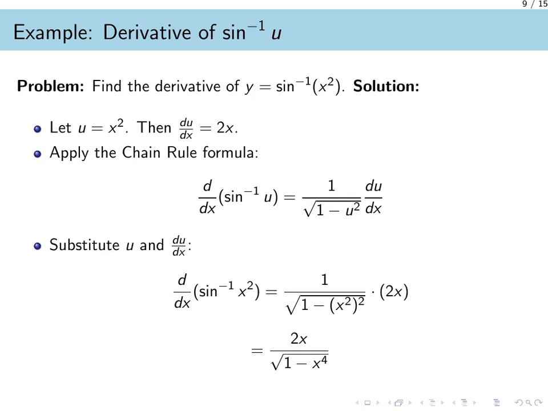Substituting our expressions, we get 1 over the square root of the quantity 1 minus the quantity x squared squared, times 2x. Since x squared squared is x to the power of 4, our final result simplifies to 2x divided by the square root of the quantity 1 minus x to the power of 4. The main takeaway is to always remember to multiply by the derivative of that inner function.